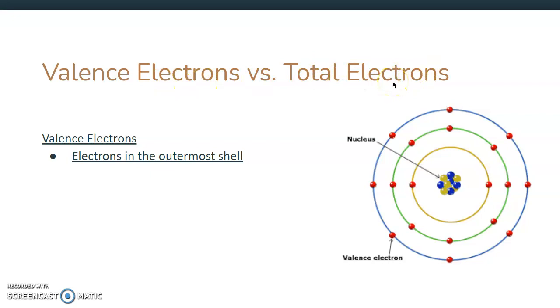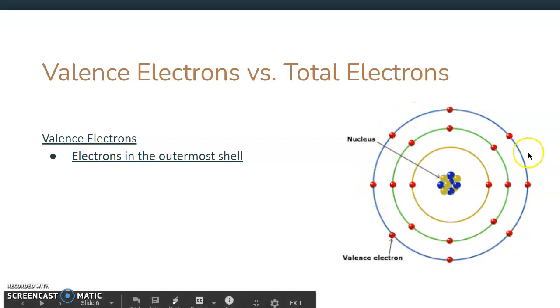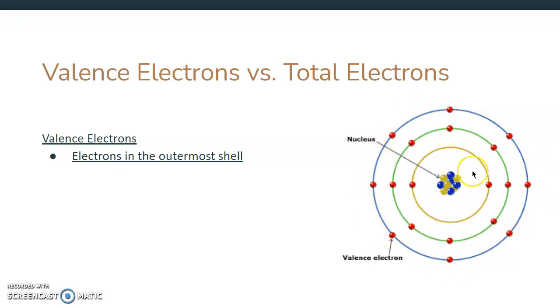Our valence electrons are electrons just in the last shell. So we can see our first shell, our first circle in here, has 2 electrons. Then our next one has 8 electrons.